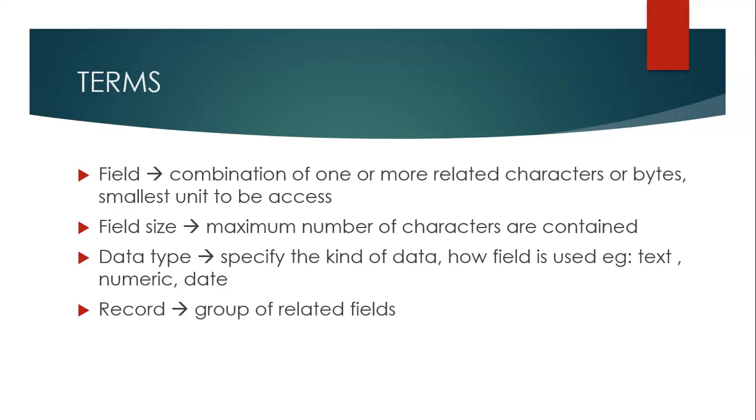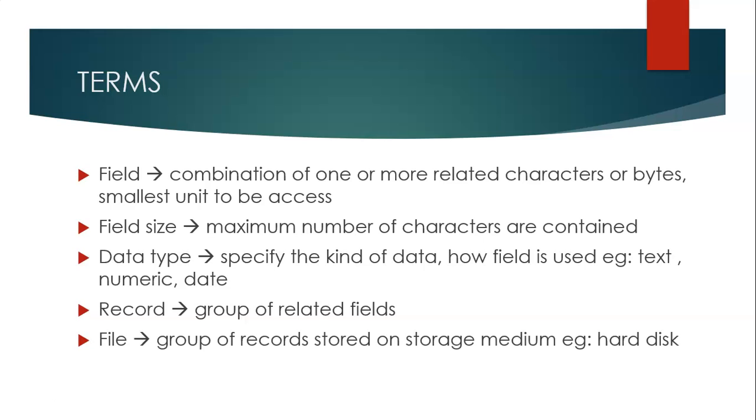A record is a group of related fields, as I said just now, where in Excel the records are represented by rows. So row 1 is record 1, row 2 is the second record. And a file is a group of records that we normally store in a storage medium, such as your hard disk or probably in the cloud.